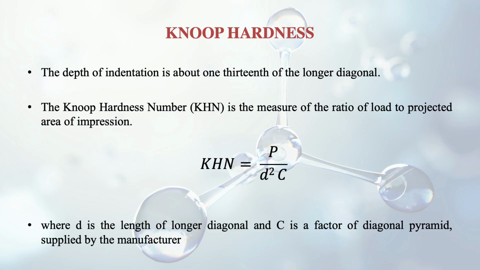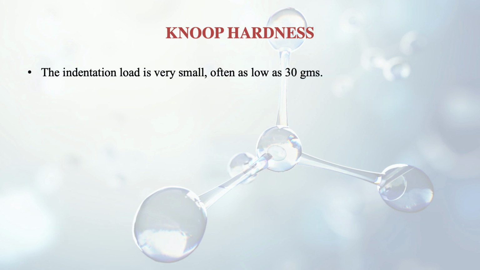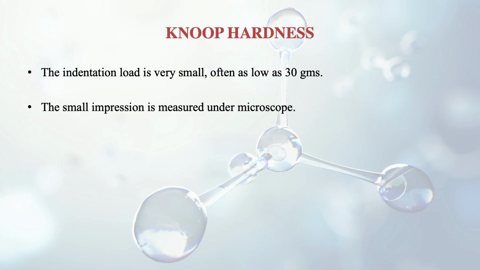So P is the load, D is the length of the longer diagonal, and C is a factor of diagonal pyramid supplied by the manufacturer. The indentation load here is very small, often as low as 30 grams. So earlier we were seeing it was about 100 kg force, 150 kg force, now it is only 30 grams. The small impression is measured under the microscope. Since it is very small, we need a microscope.